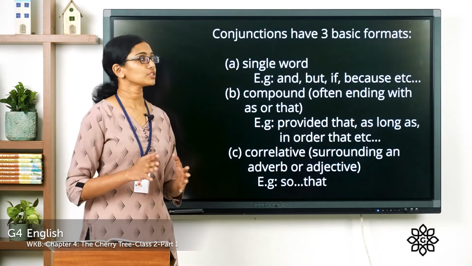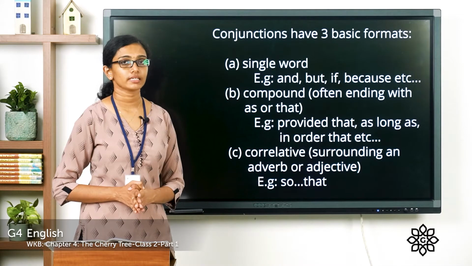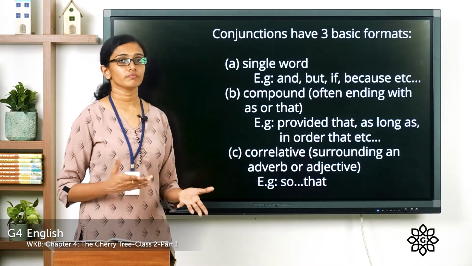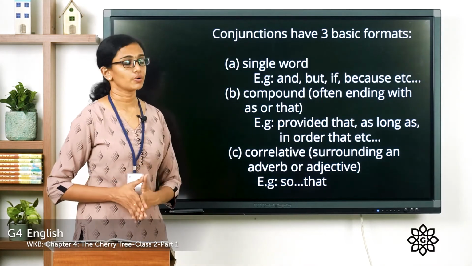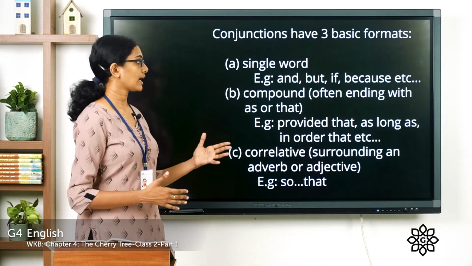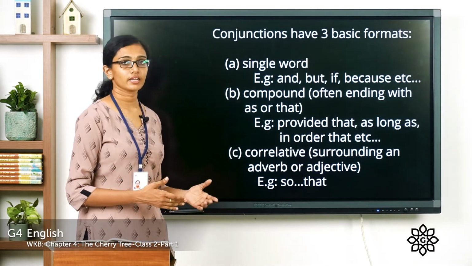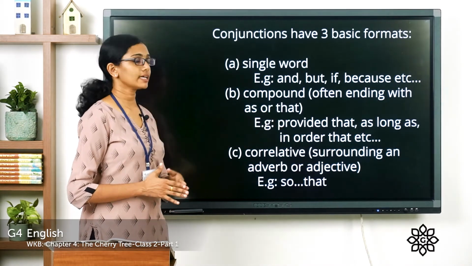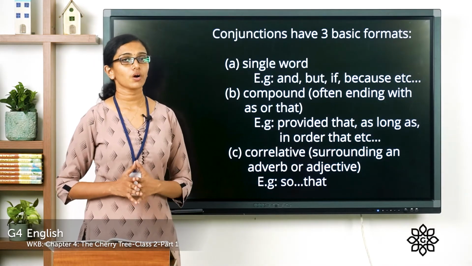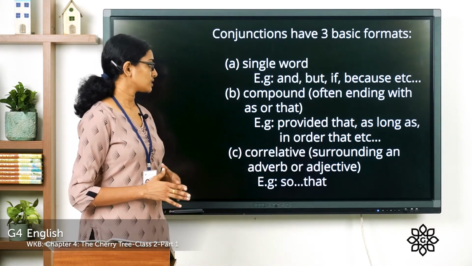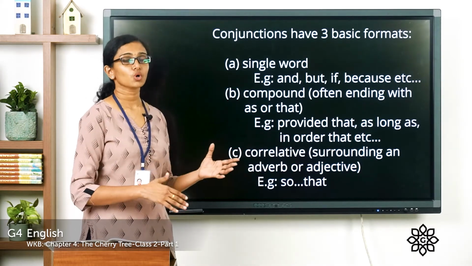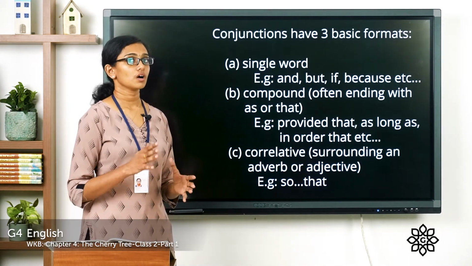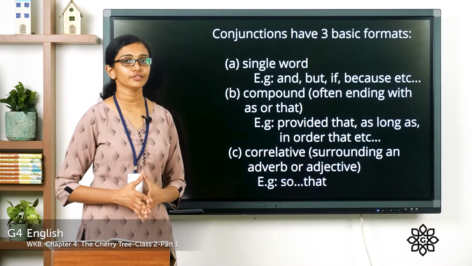Now, conjunctions have three basic formats. A conjunction can be a single word like and, but, if, because, etc. Or it can be compound like provided that, as long as he is there, provided that she comes early. Conjunctions can also be correlative, meaning conjunctions like so that, so beautiful that, so tall that, so patient that. Conjunctions of this format are called correlative conjunctions.